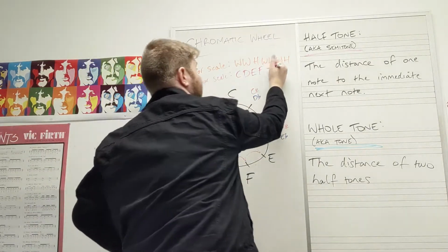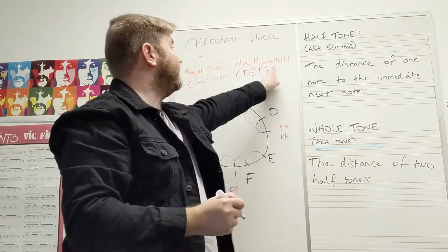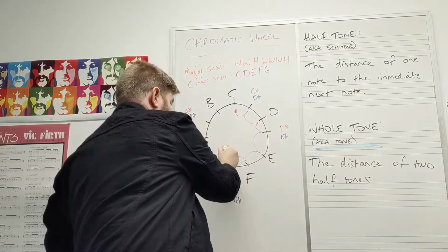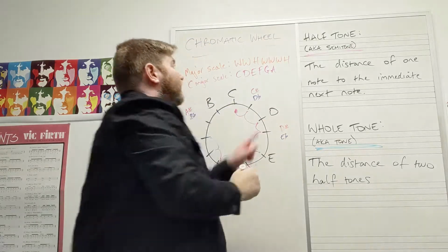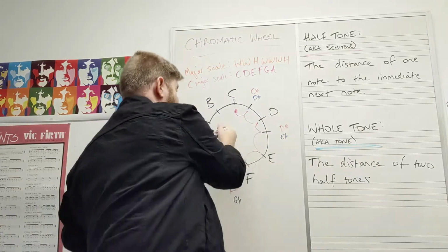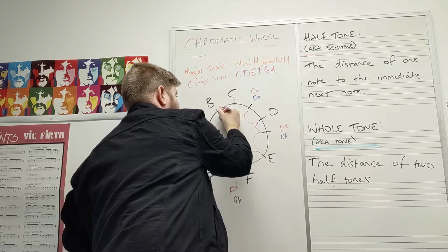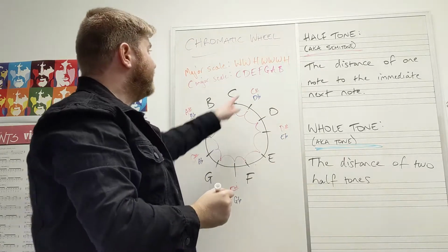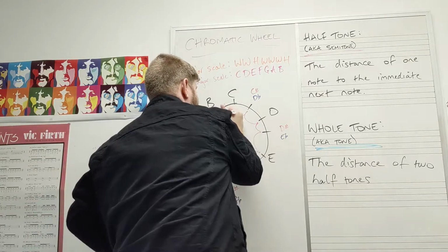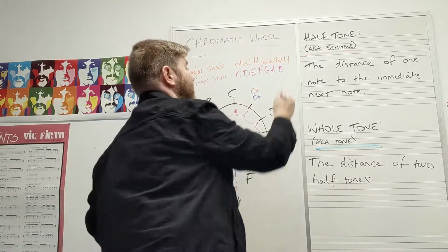From G, we do another whole tone, which if we count this in, 1, 2, we land on A. So A is my next note. We do another whole tone. So from A, 1, 2, we land on B. Okay, and then we do a half tone after that. And we end back on C.